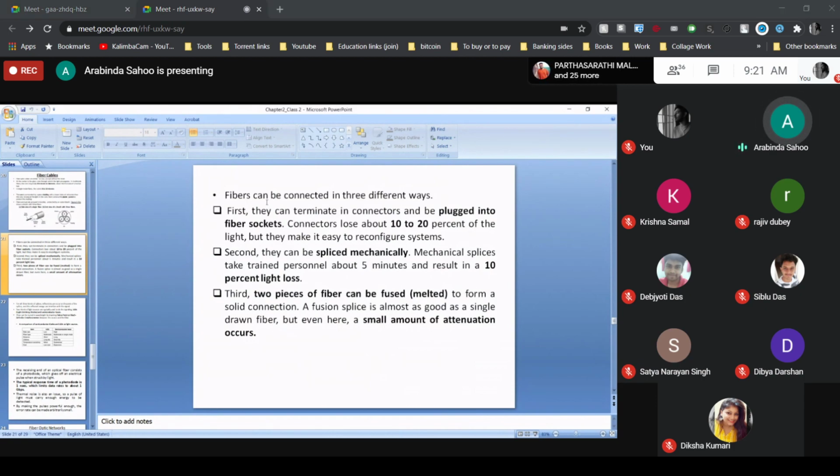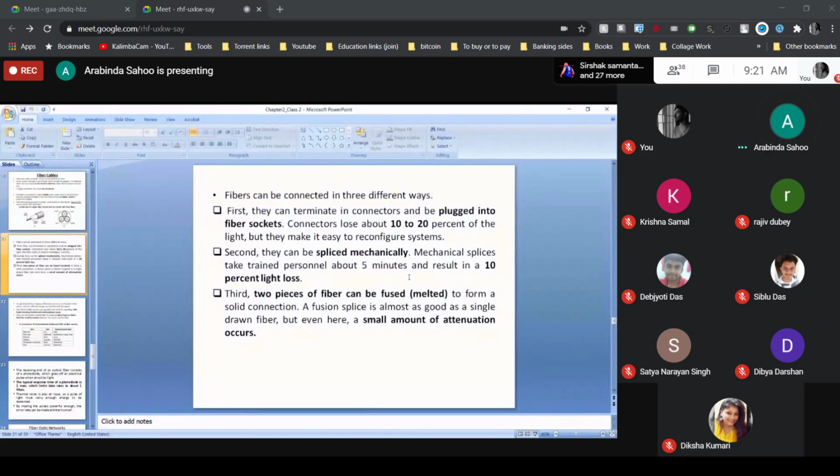Simply write down: fibers can be connected in three different ways. The first one is plugged into fiber sockets. In this first case, they can terminate the connector and plug it into fiber sockets.